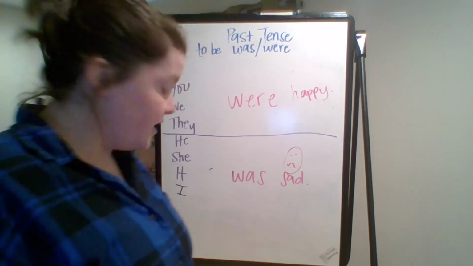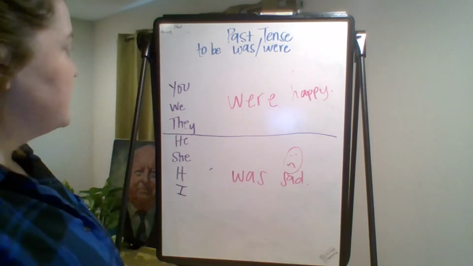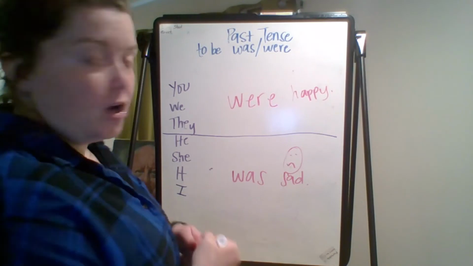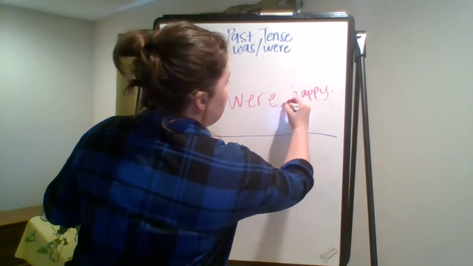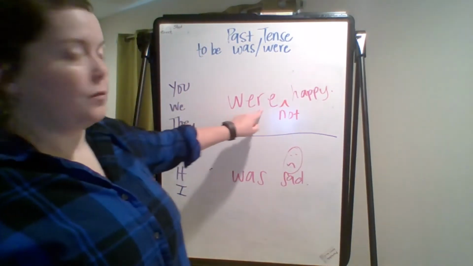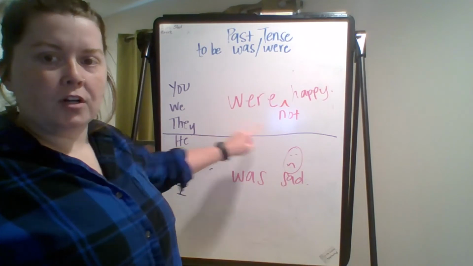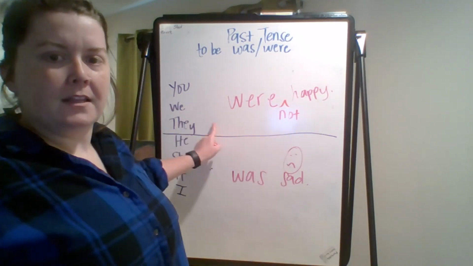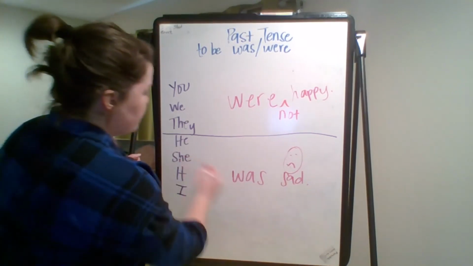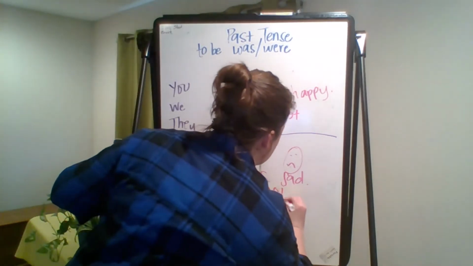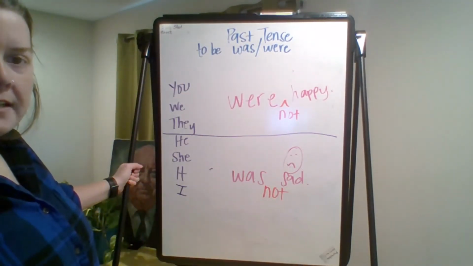Now, the good thing is that in the negative, this is a little easier. So to make this negative, all you have to do is put not after. You were not happy. We were not happy. They were not happy. She was not sad.